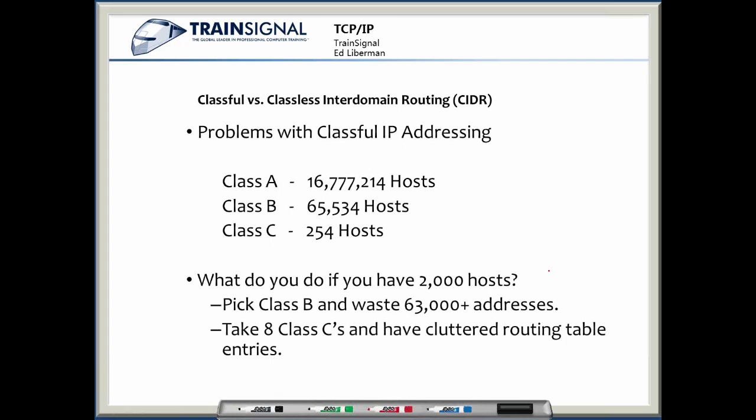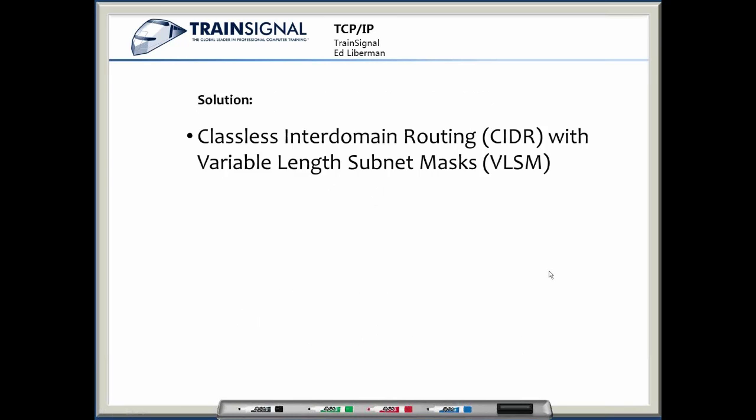How selfish of you. The other option is you could have 8 Class C networks and have cluttered routing table entries. Now, this all has to do with actual live internet IP addresses. So this is kind of a thing of the past. We don't see too much of this anymore, and the reason is because of this mess that was being created. So the solution is something called classless interdomain routing with variable length subnet masks.